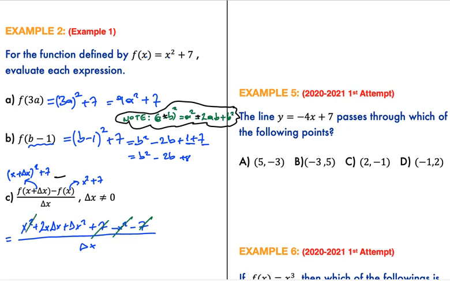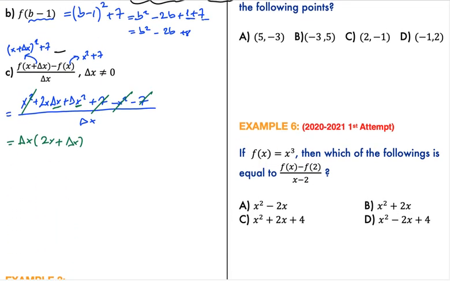Negative x squared and positive x squared cancel out, and we have a common factor, delta x. So take delta x out. So let's write the remaining. 2x remains from the first term, and another delta x remains from the second term. That's divided by delta x. So as you can see, delta x is common at the top and the bottom. They can simplify. We will be left with 2x plus delta x. So that's our answer. We had a complicated expression, so we simplified it down to a binomial.